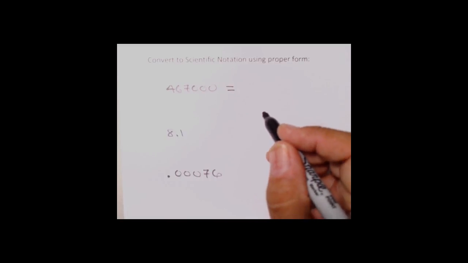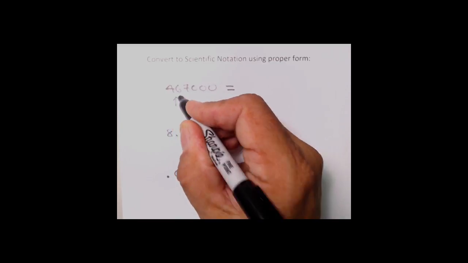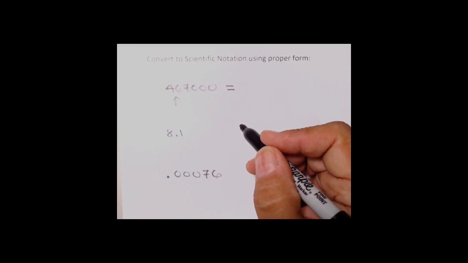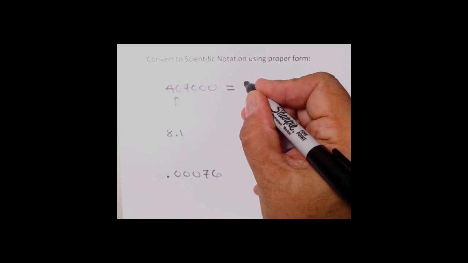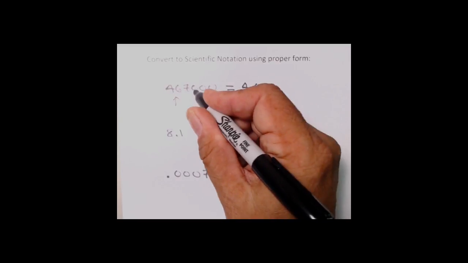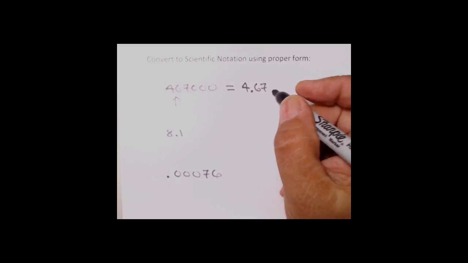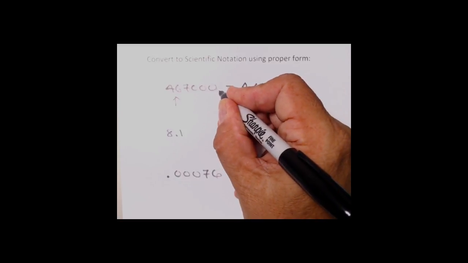Figure out where we want that decimal point to end up in our scientific notation form, between the 4 and the 6 right here. So this would be 4.67. All the trailing zeros we can leave off. Okay, and now of course, how many places do we need to jump it?